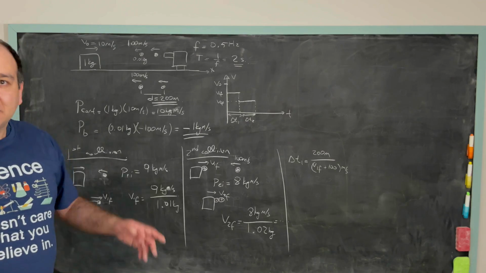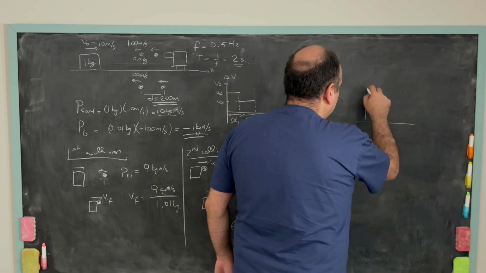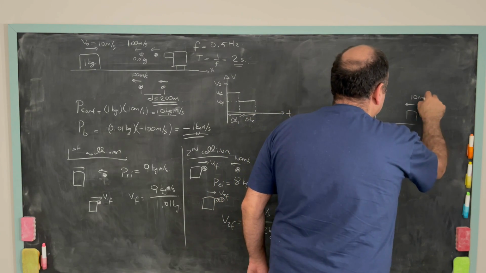Why? Let's do a simple example here. Suppose I have a box moving to the right with 10 meters per second, and another box moving to the left with 10 meters per second.